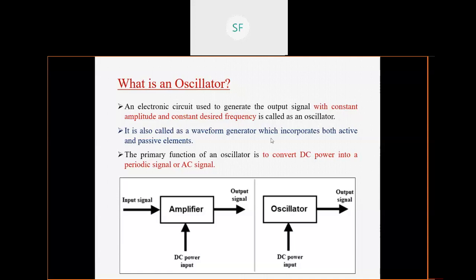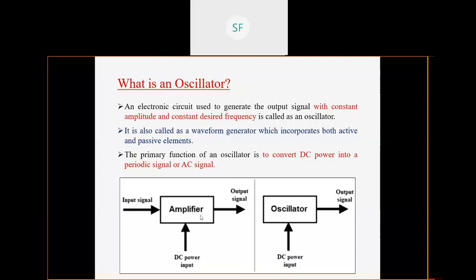Okay. So again, oscillator will have active elements as well as passive elements. Active elements are nothing but transistor and op-amp, and passive elements are nothing but resistor, capacitor, inductor, etc. The primary function of an oscillator is to convert DC power into a periodic signal. What do you mean by periodic signal? Sine wave is nothing but a periodic signal. So oscillator converts DC power, and it gives you AC signals, that is a sinusoidal signal, at the output.